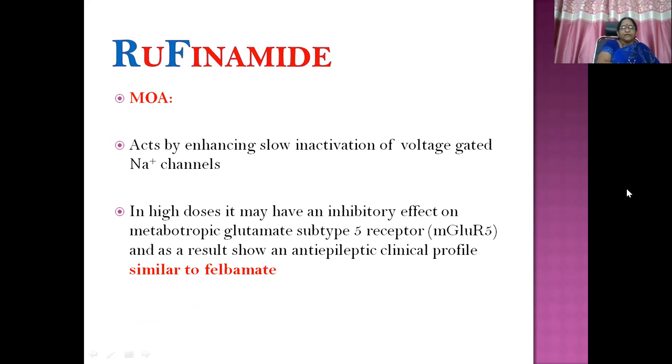Then rufinamide, R and F, what are these? Let us see. It acts by enhancing slow inactivation of voltage-gated sodium channels. At high doses, it may have an inhibitory effect on metabotropic glutamate subtype 5 receptor. As a result, it shows an anti-epileptic clinical profile similar to felbamate. F for felbamate. Rufinamide, felbamate similarity.